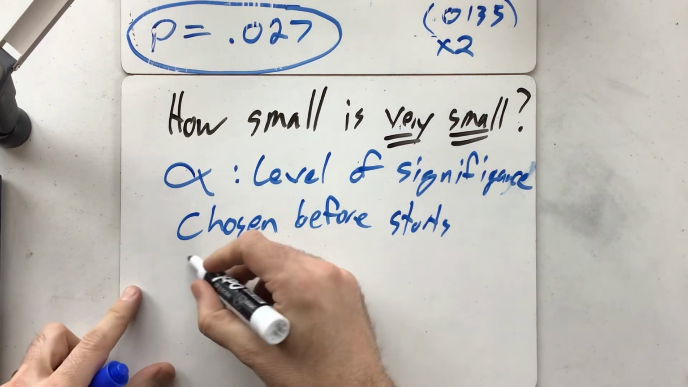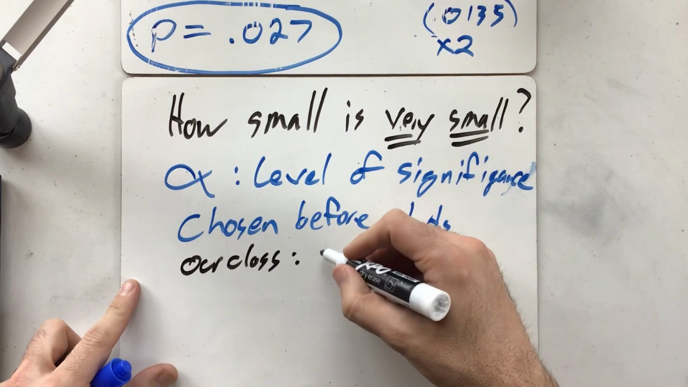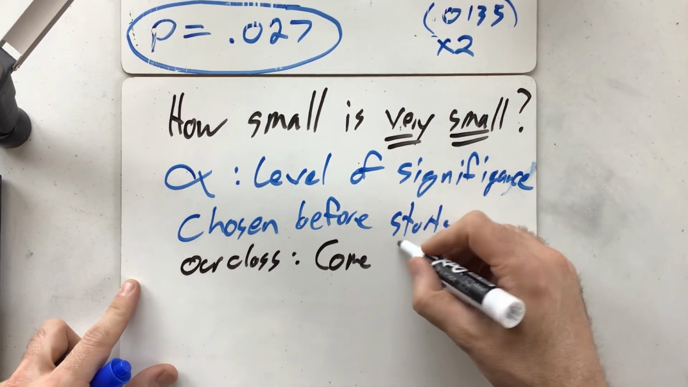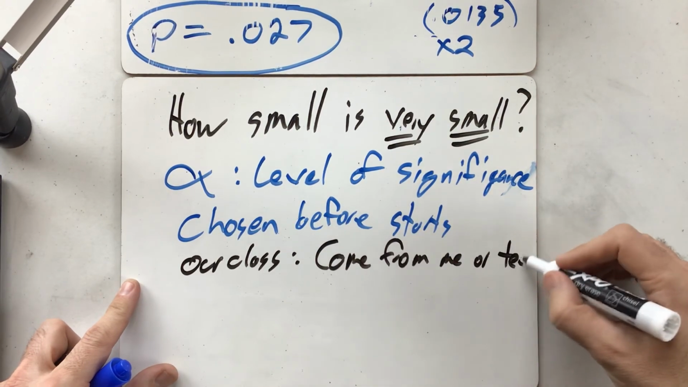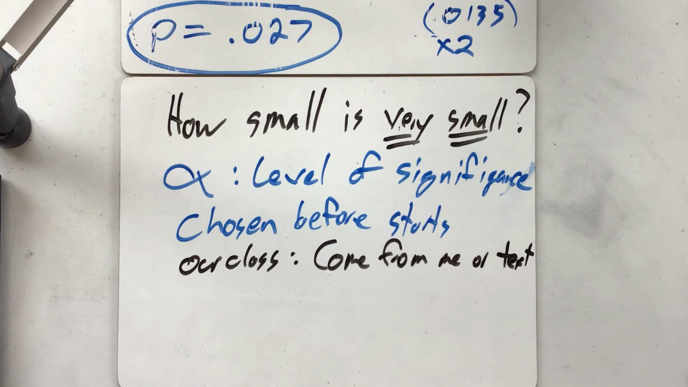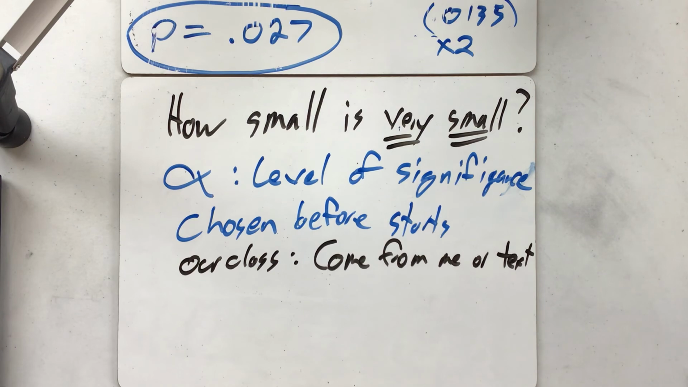For our class, this will come from me or the textbook. If you're doing a textbook problem, the textbook will say alpha is 0.05. If I give you a problem on a quiz, I will say use alpha equal to 0.1 or something. So that number will be told to you when you do problems. But when you get out in the wild, you'll have to make your own decision on what alpha to use.